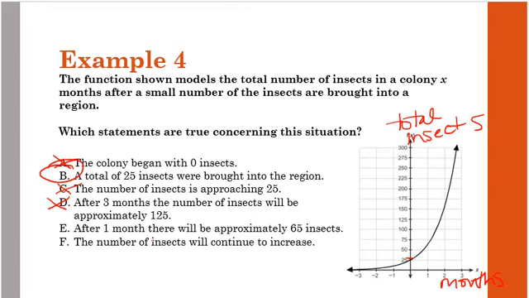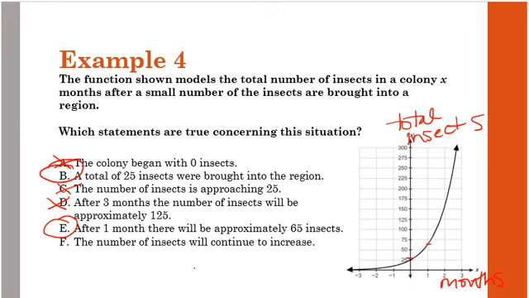E, after 1 month, there will be approximately 65 insects. So if I go to 1 month and look to see about where that is on the graph, we can see that's in between 50 and 75, so that would make sense to be about 65 insects. So E would be true.